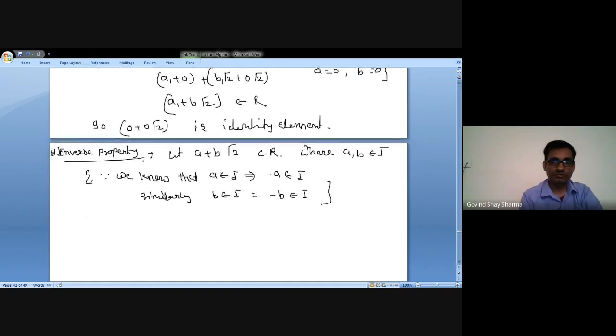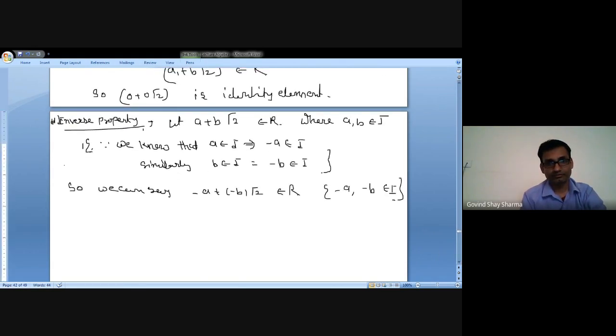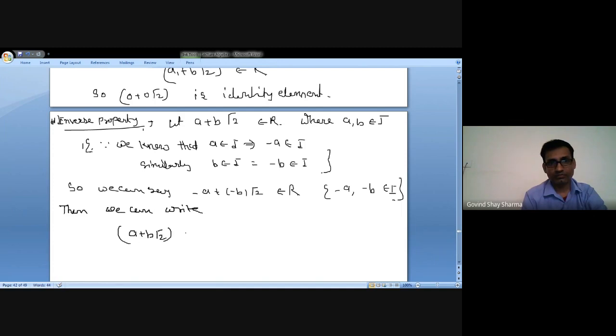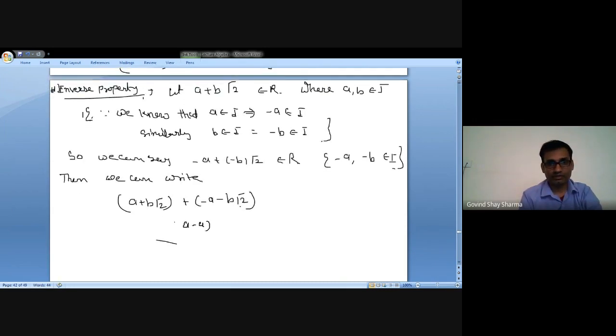So we can say minus A plus minus B root 2 belongs to R, because minus A and minus B both belong to I, and the elements of R are those where A and B belong to I. Then we can write A plus minus A, so here we get A minus A plus B minus B, that is 0 plus 0.